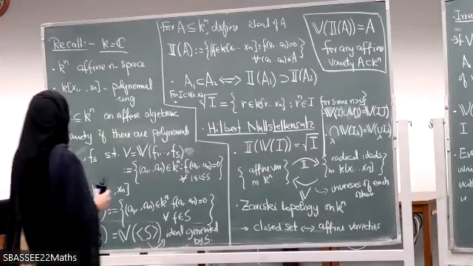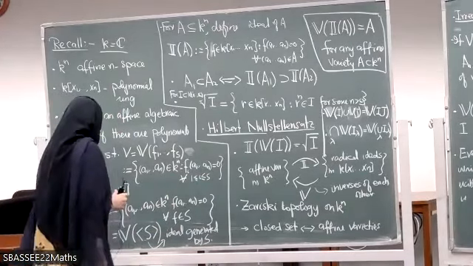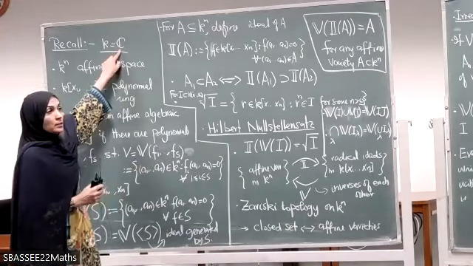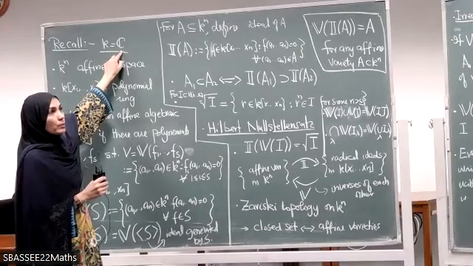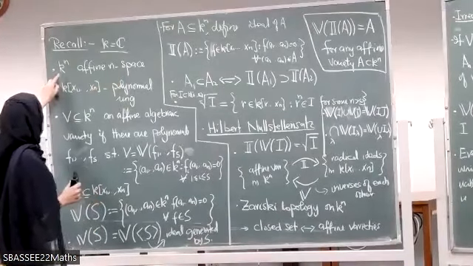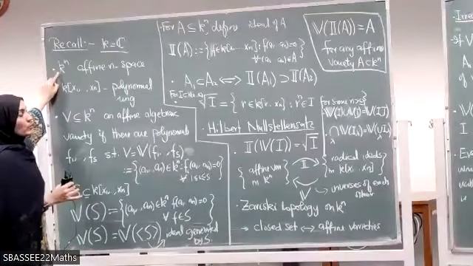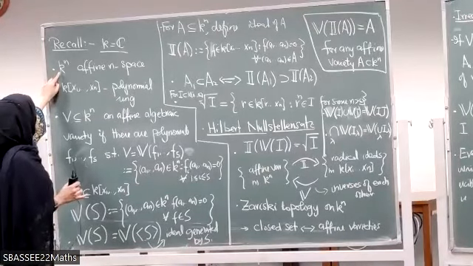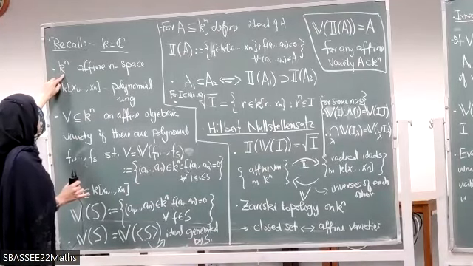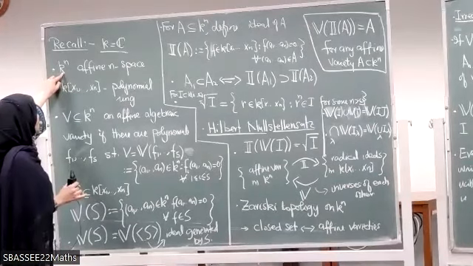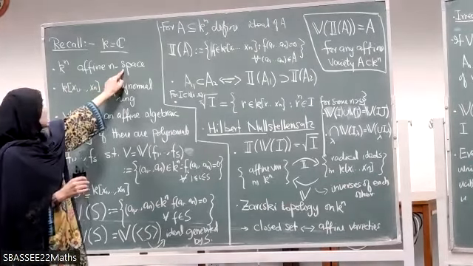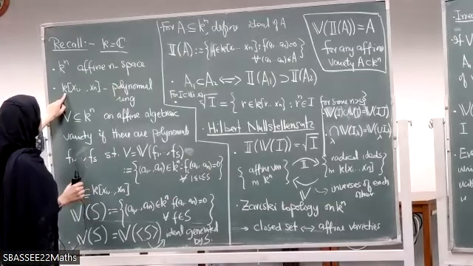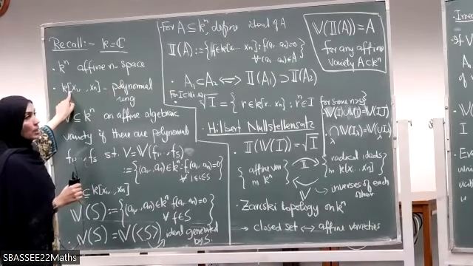Okay, so let's recall what we have. K is always over C. We have already discussed why we are considering C, the complex numbers here, right? And K^n, which is just the n-tuples of elements from K, is known as affine n-space. And this one is just the polynomial ring over K.